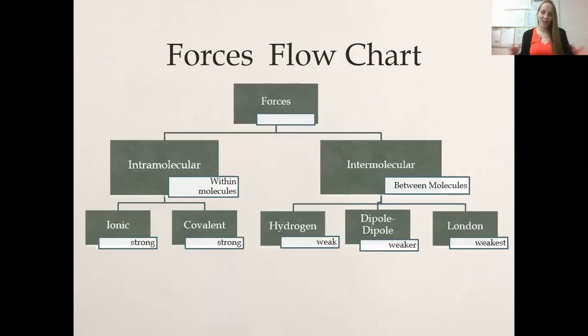So this is just a flow chart showing you the difference between all these different things. So we have our intramolecular forces and our intermolecular forces. Intramolecular are within the molecule, they hold the molecule together. They are our ionic and covalent bonds, and they are both very, very strong. The intermolecular forces are between separate molecules. They're all fairly weak, but the London forces are the weakest. The hydrogen bond is the strongest of those three.